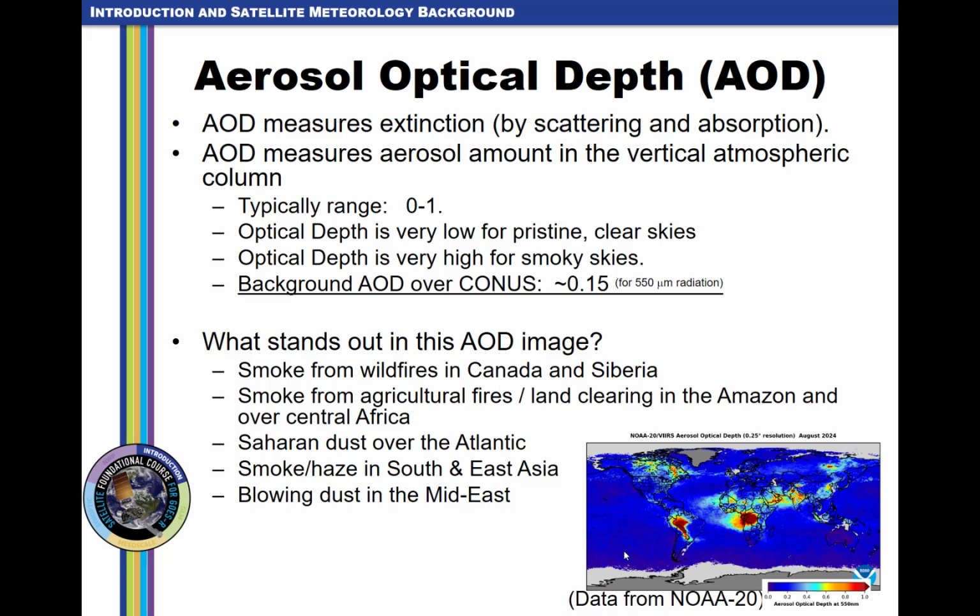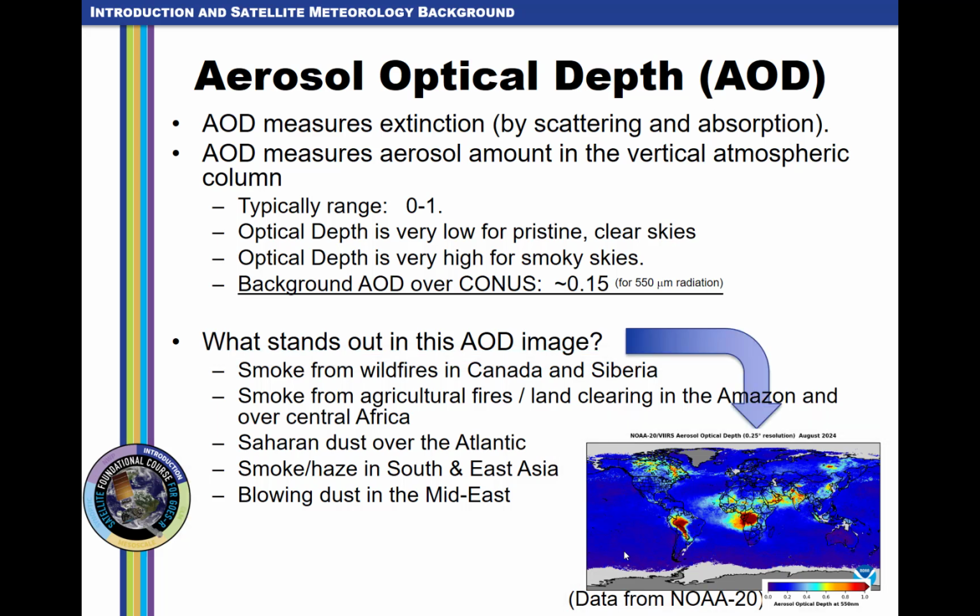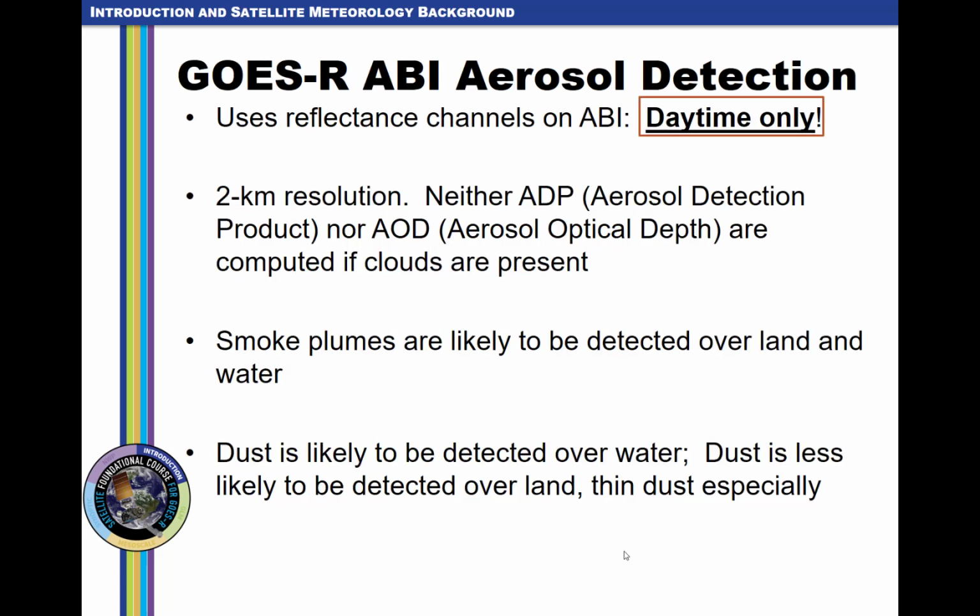Visibility is definitely linked to AOD and extinction. The inset map shows AOD computed from NOAA 20. AOD can be affected by a variety of events as listed. The aerosol products are created using satellite observations of reflectance, so they are daytime-only products. They have 2-kilometer resolution. Values are not computed if clouds are present.